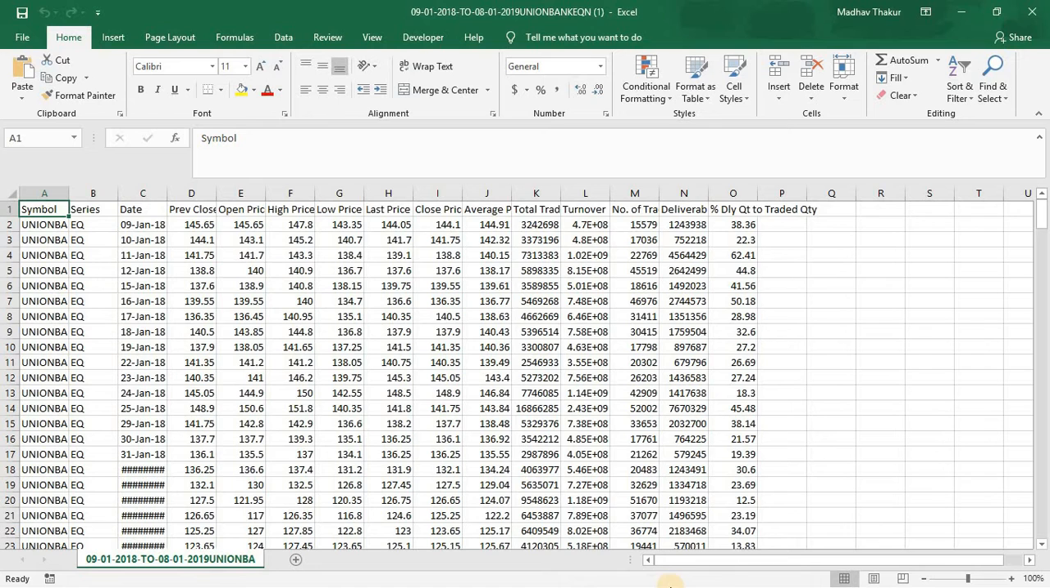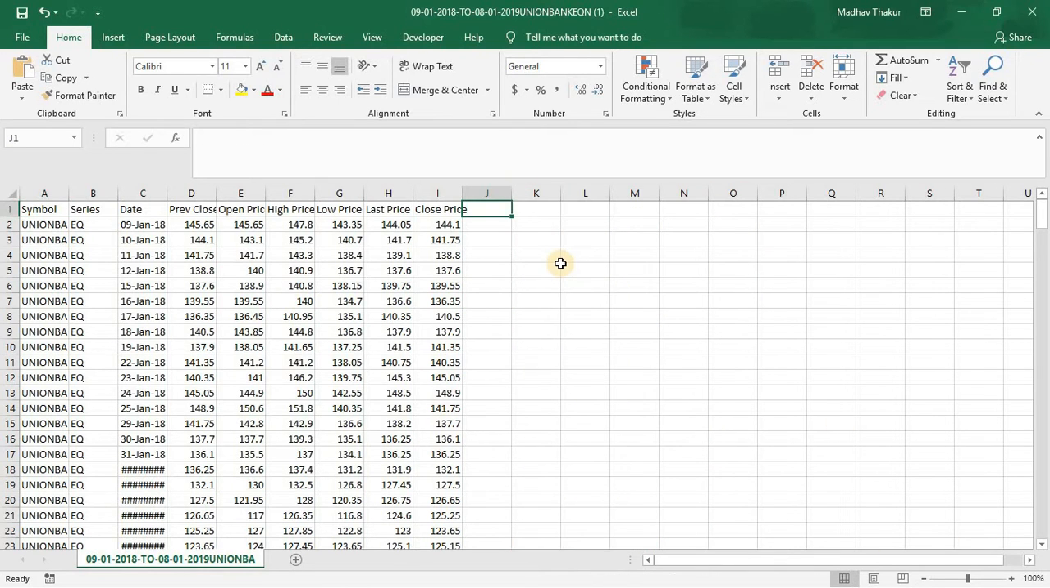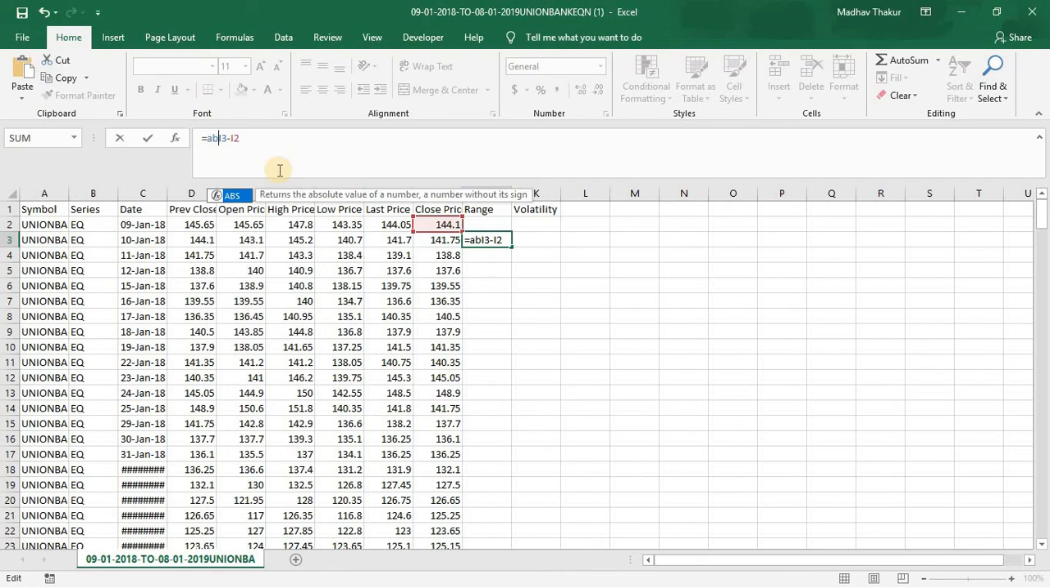Once you download the data, delete these 5 rows. Just type in range over here, and volatility. What exactly is range? Range can be said as the closing price of today as compared to that of yesterday. So over here you can write the formula as today's closing minus yesterday's closing, but it will give you a negative value. So type in absolute over here so that you get just the magnitude of the range. This will give me the value, and if I want a percentage, I just type in divided by yesterday's closing price into 100.